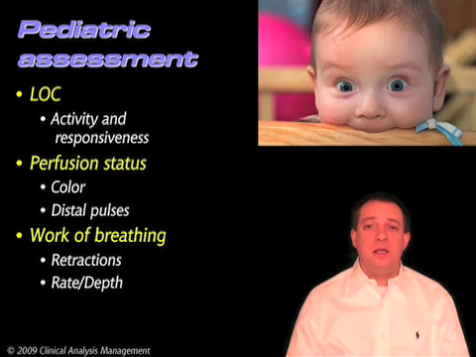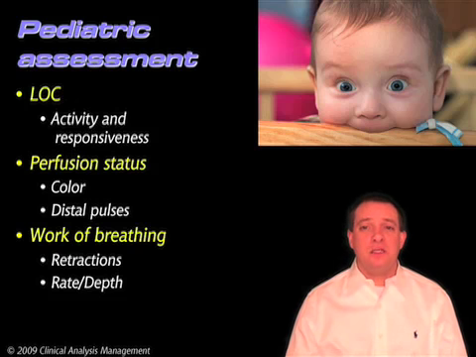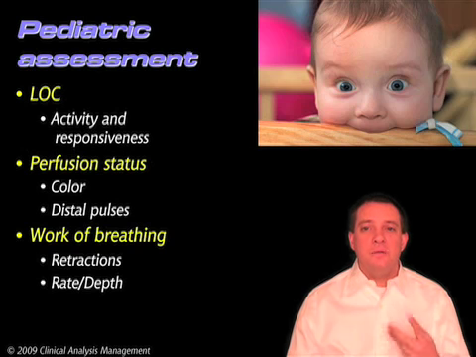And remember that in kids, when they get in trouble, one of the very first things they typically tend to do is they start shunting blood towards their core, just like adults do. So when kids have a decrease in their perfusion status, we're going to see that manifested as things like lengthening of the capillary refill, weakening of distal pulses, or we may see that as mottling of their distal extremities and things like that.